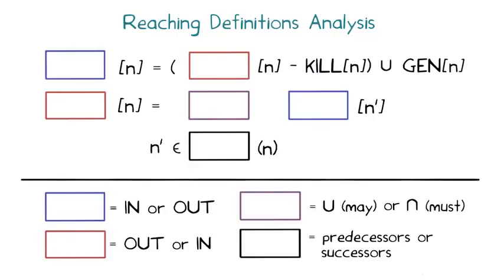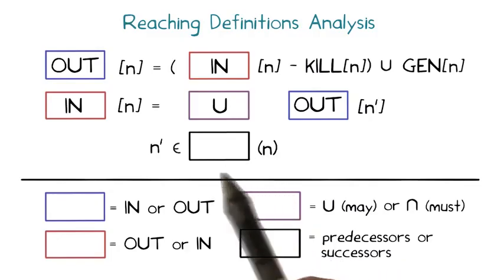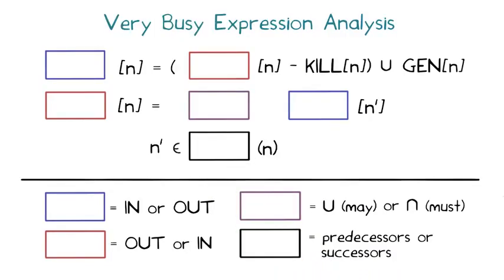This analysis computes may information, which is evident from the goal of the analysis, which is to find definitions that could reach a program point along some path. Therefore, we fill in the purple box with the set union operator. Furthermore, the analysis propagates this information about reaching definitions forward in the control flow graph. Hence, we fill in the blue boxes with out sets, the red boxes with in sets, and the black box with predecessors. Next, let's look at very busy expressions analysis.